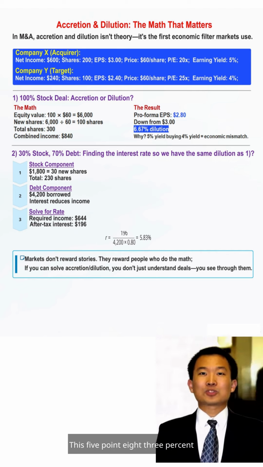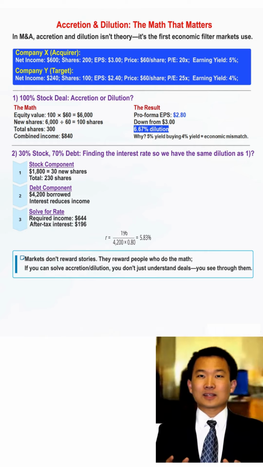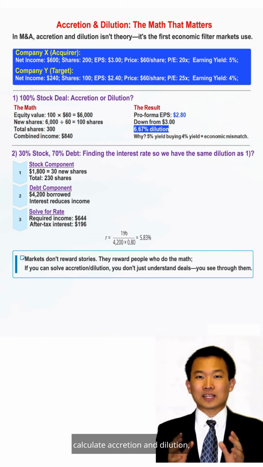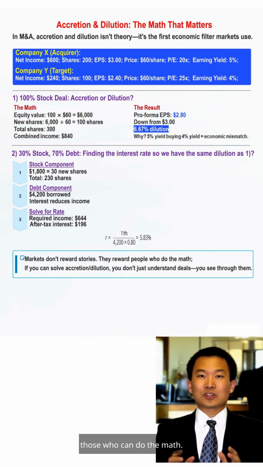This 5.83% is a clear boundary. Below it, leverage can buffer the dilution. Above it, leverage will only amplify the dilutive effect. When you can quickly and clearly calculate accretion and dilution, you don't just understand the deal, you see through the deal. After all, the market only rewards those who can do the math.